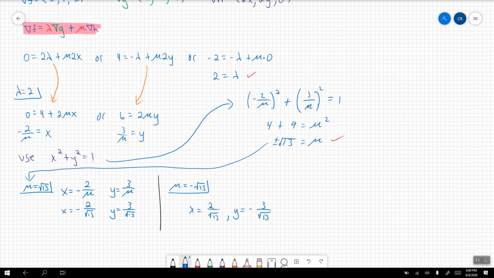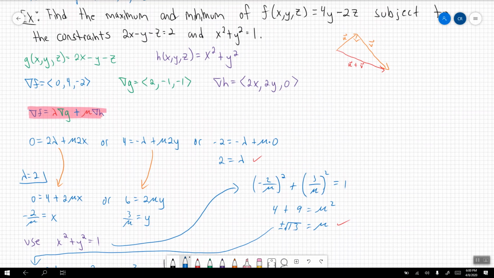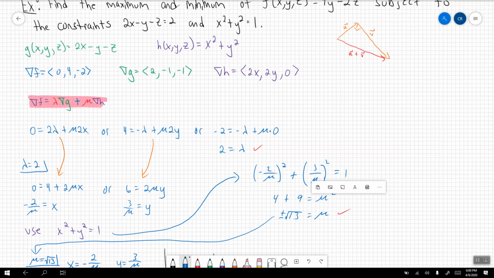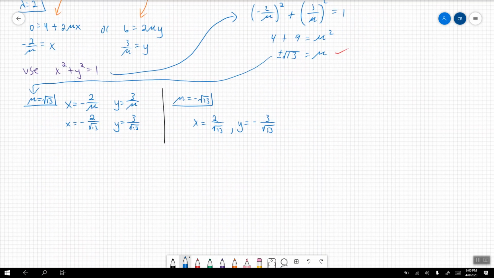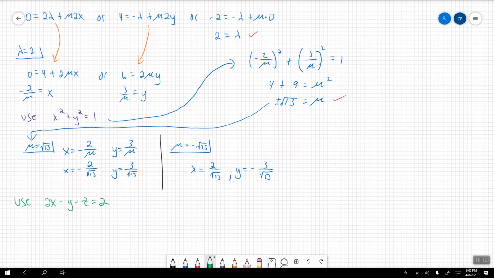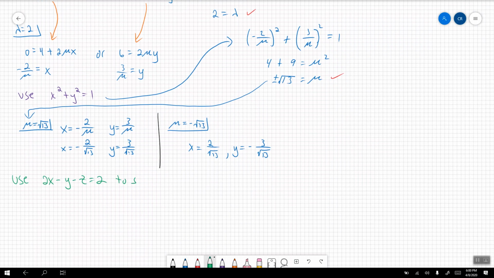Now, yes, there is an issue here, the issue being that we don't have a z value yet. Since we're looking for the maximum and minimum, we need to find those exact values. So, which one of these constraint equations would then give us a z value? Yeah, this guy right here, the one in green. So we're going to go through and figure that out. So that's going to be 2x minus y minus z is equal to 2. So use this equation, 2x minus y minus z is equal to 2, to solve for z.